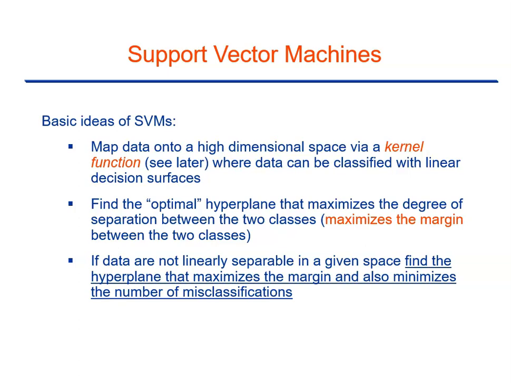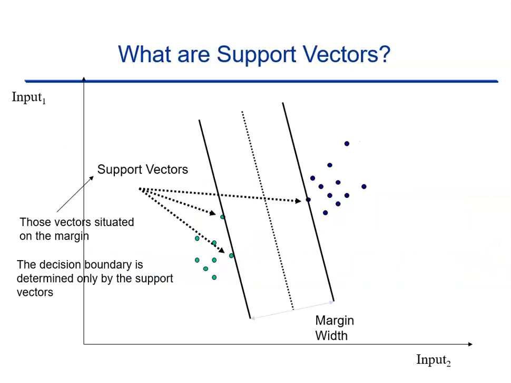Let's summarize now the basic ideas used in support vector machines. If we have a two-class classification problem and the two classes can be linearly separated, we find the optimal hyperplane that maximizes the degree of separation between the two classes, so that we maximize the margin between the two classes. If we go back to our previous example, we have two classes which are far away from each other, and we find the maximum margin, as I explained before, and we find this hyperplane, which in our case is a line.